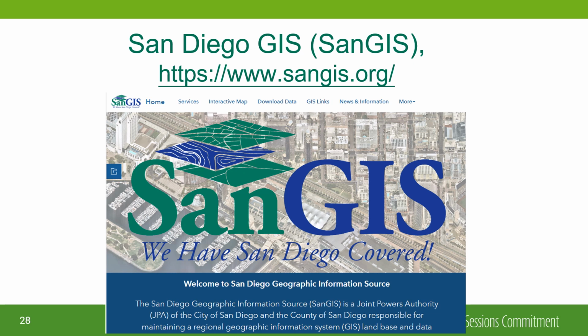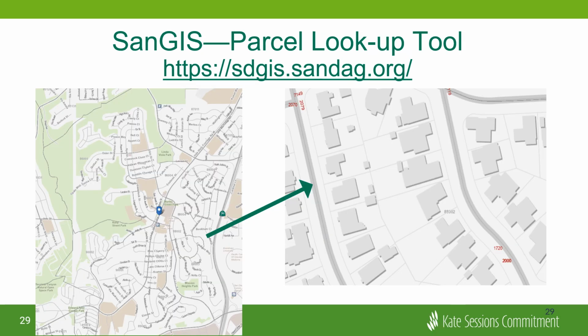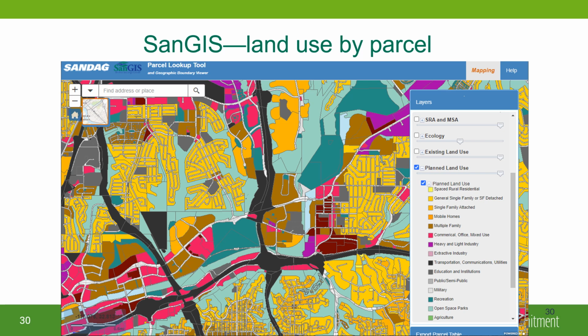Land use and other regional land-based data can be accessed from SanGIS. At SanGIS, the Parcel Lookup tool allows easy public view of the boundaries of each parcel, with faint lines showing the location of street easements. Also in this tool, click on the right to view layers for existing or planned land use of each parcel.